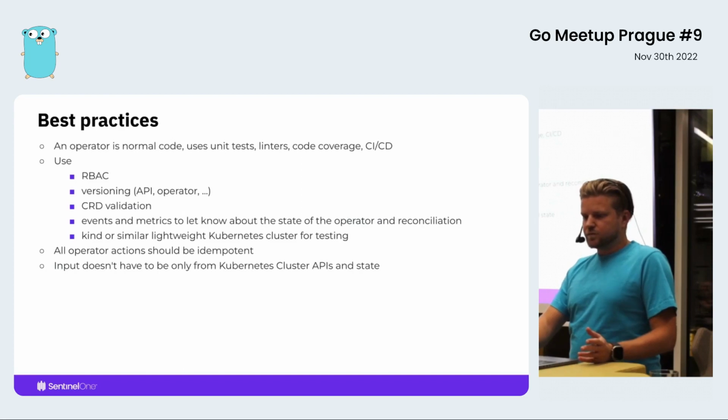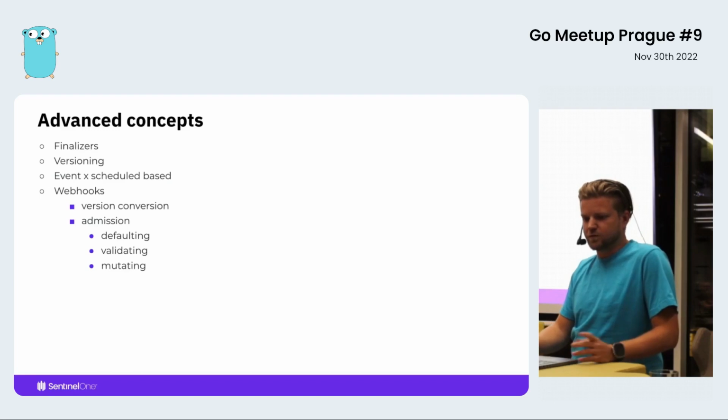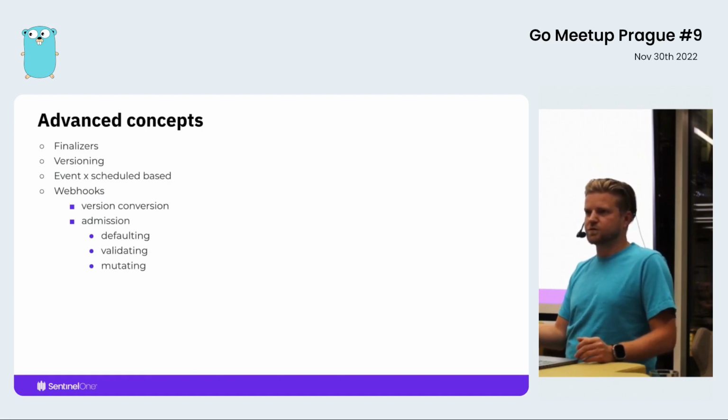Also, the sources don't have to come from the API server every time; you can use metrics or anything outside of the cluster itself. There are some advanced concepts described in more detail in the book: the finalizers I was mentioning, versioning, and automatic conversion between various versions of the object. There is also the possibility to run an operator as a scheduler, so it wakes up every so often and checks if the state still really matches the desired state.